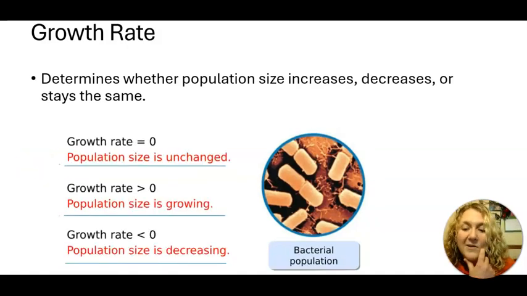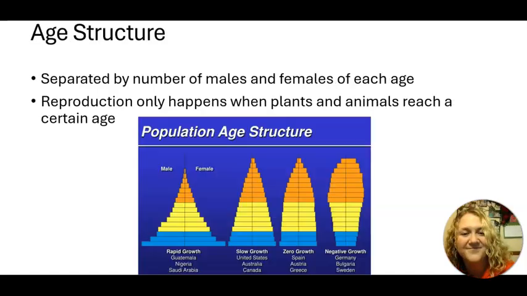And so think about if we have our bacterial population in this picture, that bacteria grow at a pretty fast rate. So we would expect to see a bacterial population growing, so a number greater than 0. But think about if we started taking antibiotics. That population would start decreasing. The population size would start decreasing and the growth rate would become less than 0.